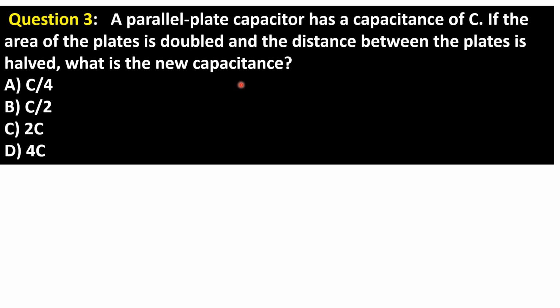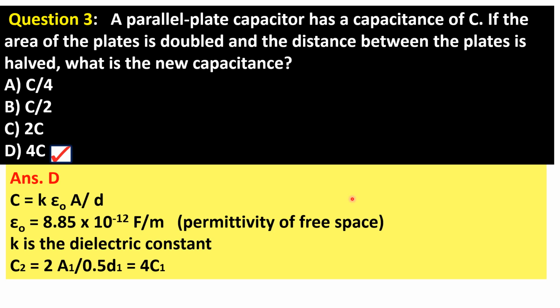Question number 3. A parallel plate capacitor has a capacitance of capital C. If the area of the plates is doubled and the distance between the plates is halved, what is the new capacitance? Choices are A, C over 4, letter B, C over 2, letter C, twice C, and letter D, 4 times C. The correct answer must be letter D, right?